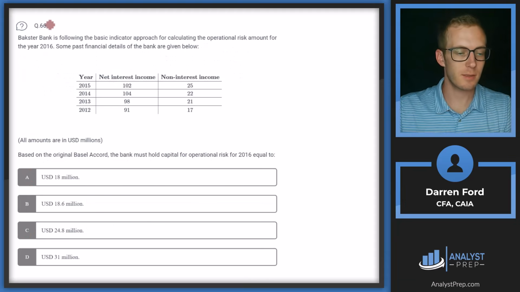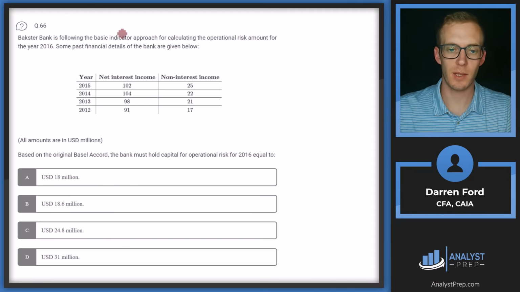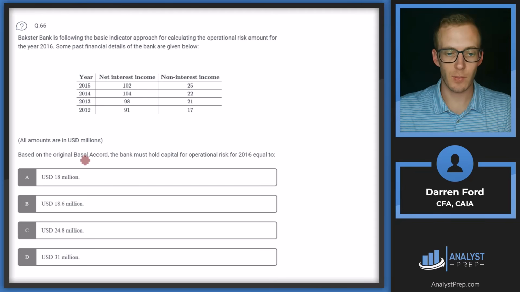Question 66. Baxter Bank is following the Basic Indicator Approach for calculating the operational risk amount for the year 2016. Some past financial details of the bank are given below. So we've got the years, then we've got net interest income and non-interest income. All amounts are in USD millions. Based on the original Basel Accord, the bank must hold capital for operational risk for 2016 equal to.